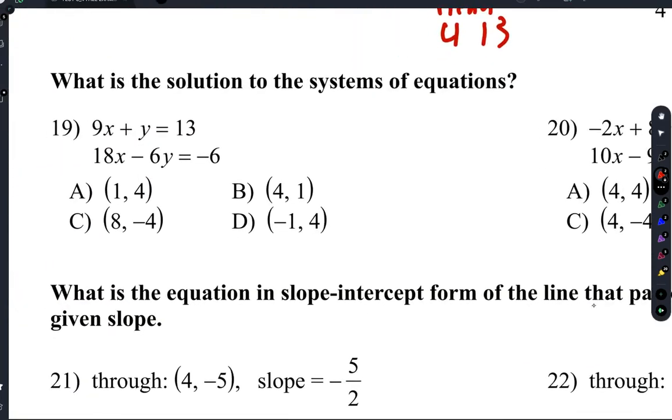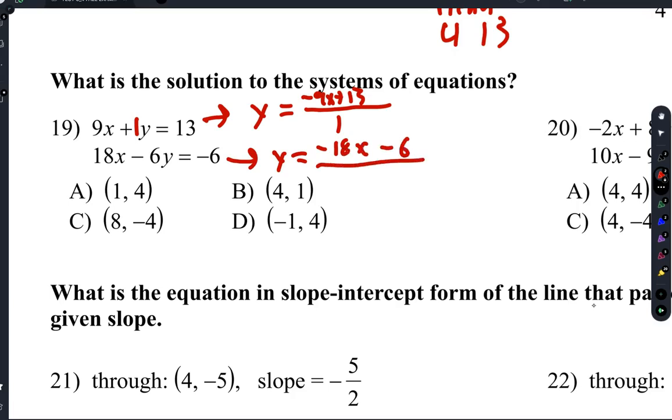Okay, now on this one, we need to solve for y. Remember, the x flips and the y goes on the bottom. So I'm going to get the x flipping, and the y, oh, this should be an x, and the y is a 1. It goes on the bottom. Same thing on this one. The x flips, -18x minus 6. The y goes on the bottom, -6. So I need to graph both of these lines.